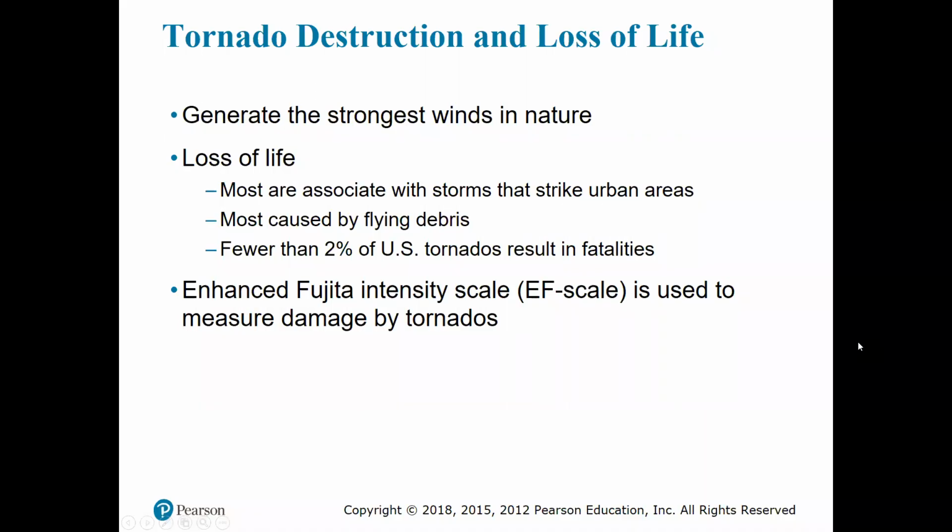So tornadoes are capable of generating the strongest winds that we see in nature, and destruction really depends on the wind strength.